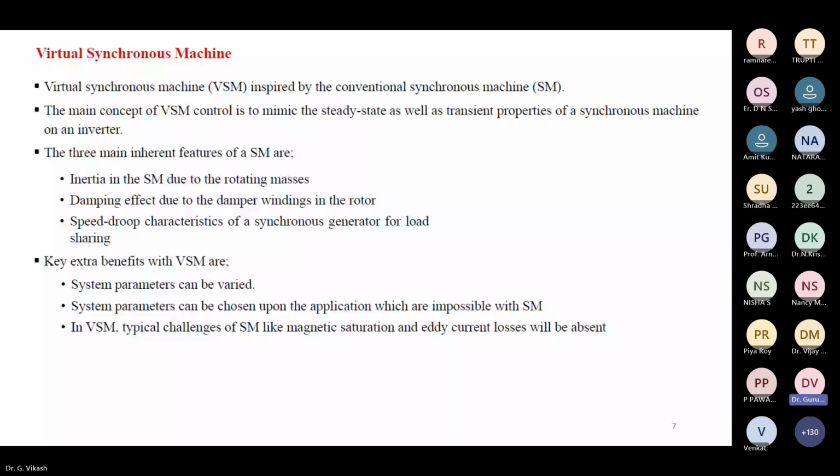But in the case of VSM, the system parameters can be varied. In a physical system, once our conventional synchronous machine is designed, we cannot vary anything. Everything is fixed. But when we implement all these properties in microcontrollers, we can easily change the code and the parameters. That is the extra benefit with VSM. System parameters can be chosen based on the application, which is impossible with a synchronous machine. In a synchronous machine, it is fixed; whatever power it injects into the grid, that's it. But in VSM, we can vary all these parameters. So these are the key extra benefits compared to a synchronous machine.